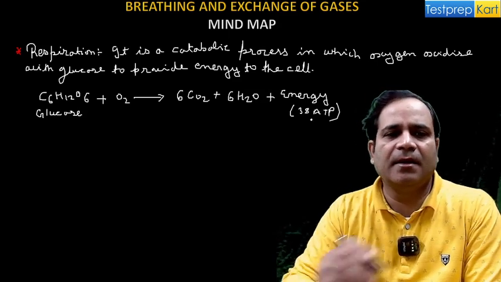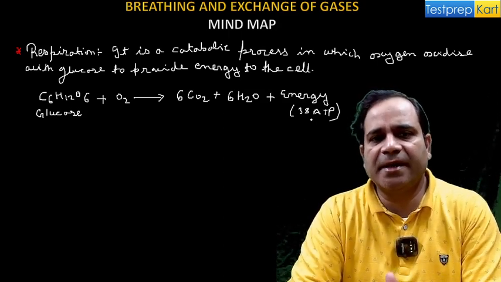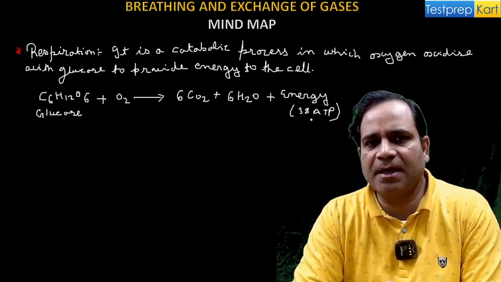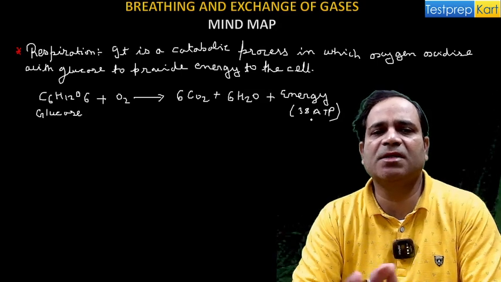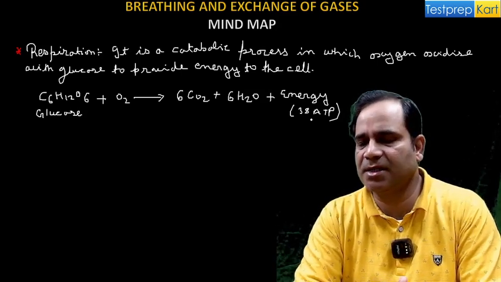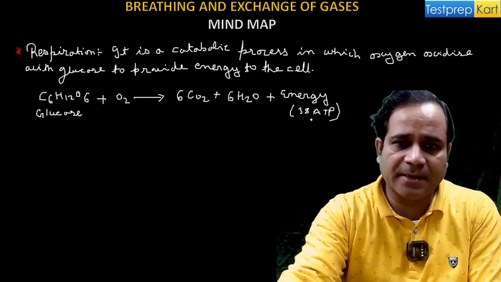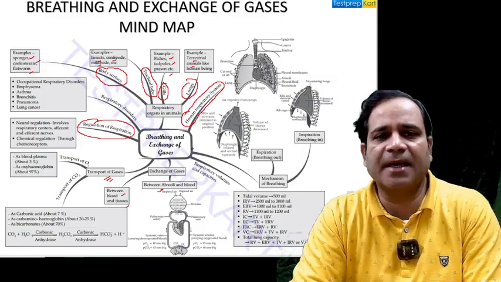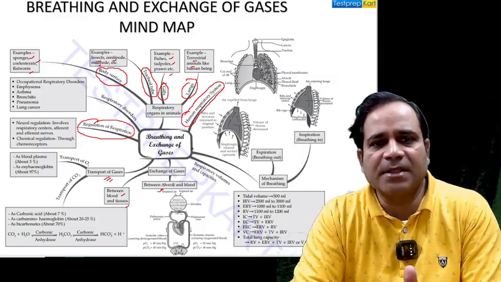Okay, getting it? So the term respiration is clear. Respiration is very simple. It is a catabolic process in which oxygen oxidizes glucose to provide energy to the cell. Now let's see in the slides. Here the term respiration is clear.